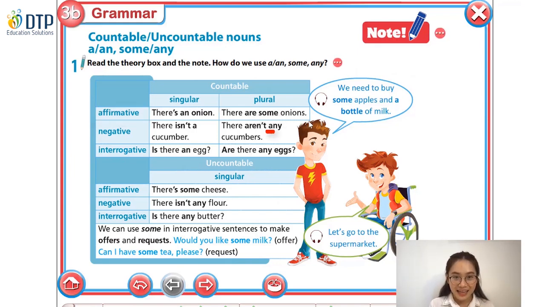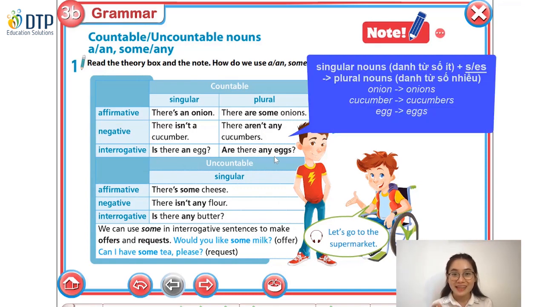And we use any in negative and interrogative sentences with plural countable nouns. Và đối với dạng phủ định và nghi vấn, chúng ta sử dụng từ any. Okay? So remember one thing that we always add s or es at the end of the plural countable nouns. Rồi vậy các bạn nhớ giúp cô một điều này nữa nhé.